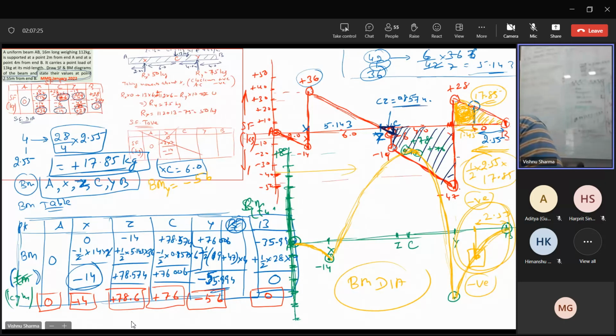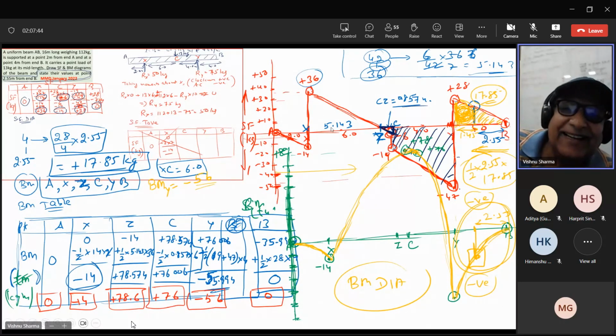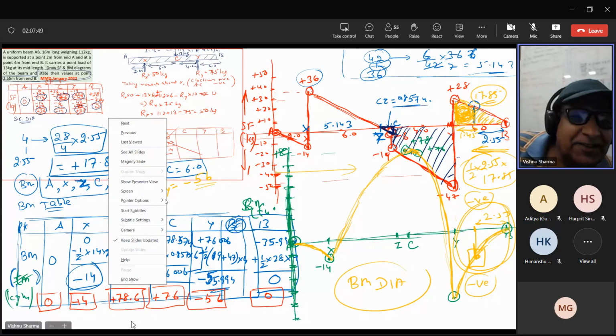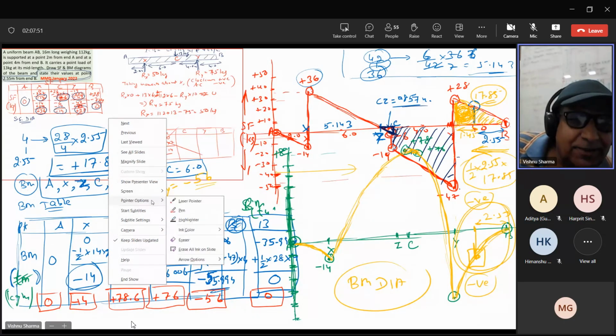So what I'm saying is, this trapezium, if you add this area to minus 56, will you get the BM at that point? Yes or no? Okay, let me change my question. I thought you guys would catch it now, but never mind. It happens sometimes. We get stuck.